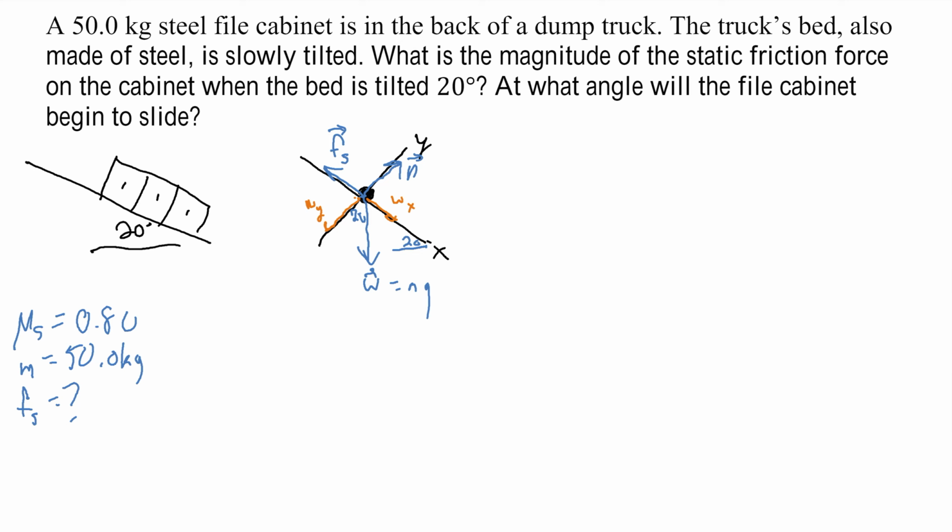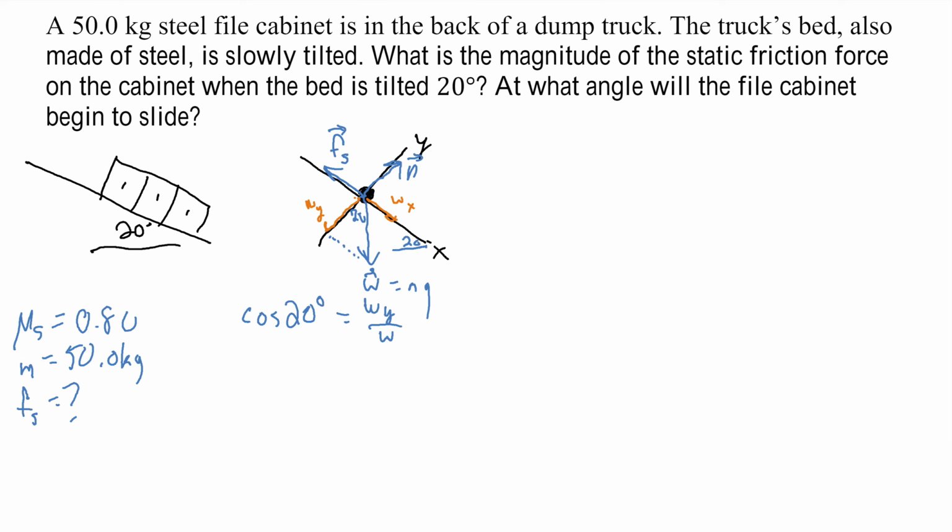Well, first off, we need to figure out W sub y, so we can figure out the normal force, so we can figure out static friction. Okay, so W sub y. If I complete this right triangle right here, what are we dealing with? Cosine. So we would have cosine 20 degrees equals what? W sub y over W.